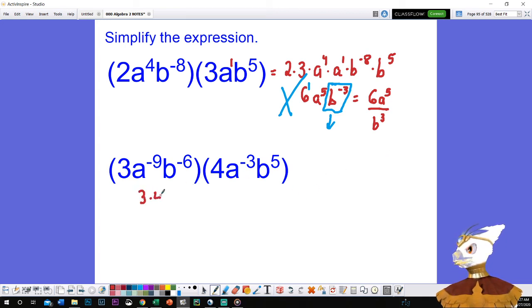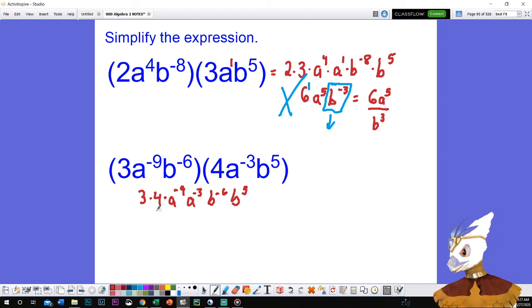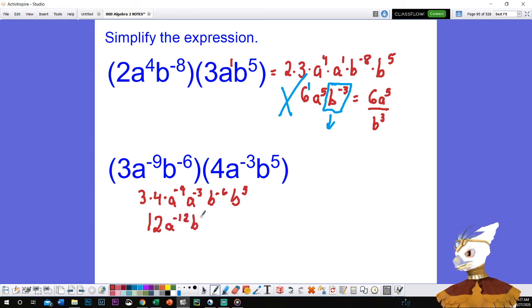With this one, I'm going to reorder it. So I've got 3, 4, a to the negative 9, a to the negative 3, b to the negative 6, and b to the 5th. 3 by 4 gives me 12. Negative 9 plus negative 3 is negative 12. And then negative 6 plus 5 is negative 1.